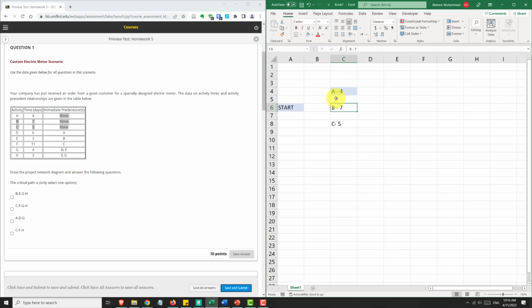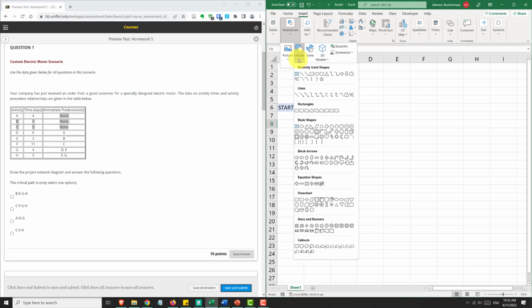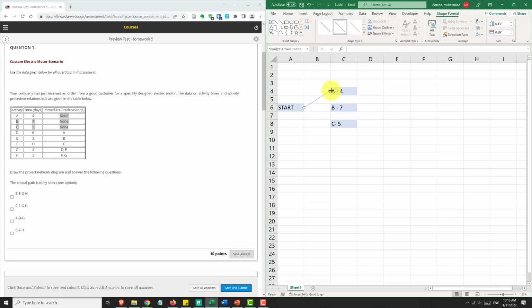Each block or cell is representing an activity. And we can add lines to show where we go from and to. So you can go from start to A, you can go from start to B, and you can go from start to C.